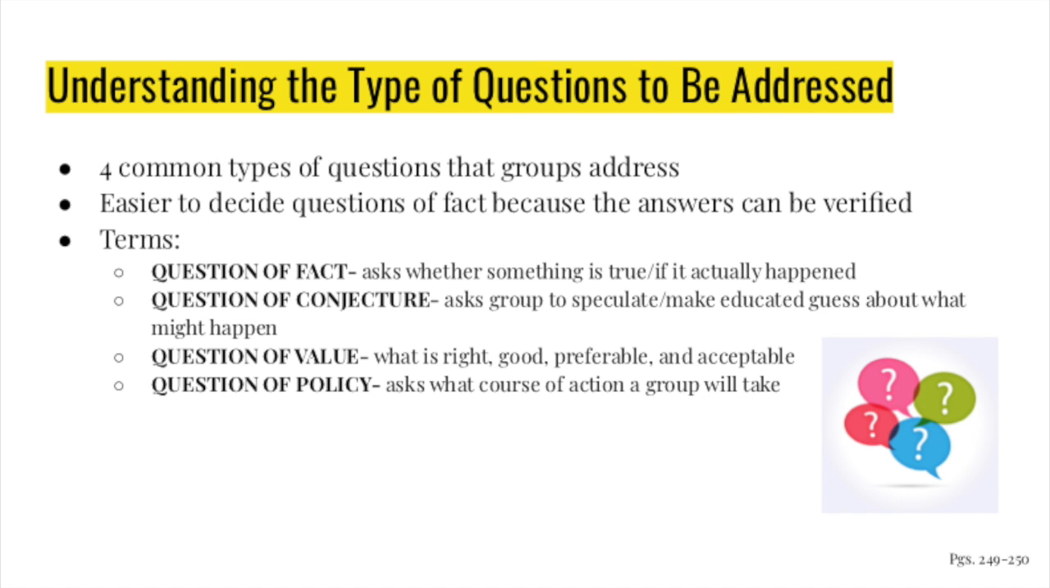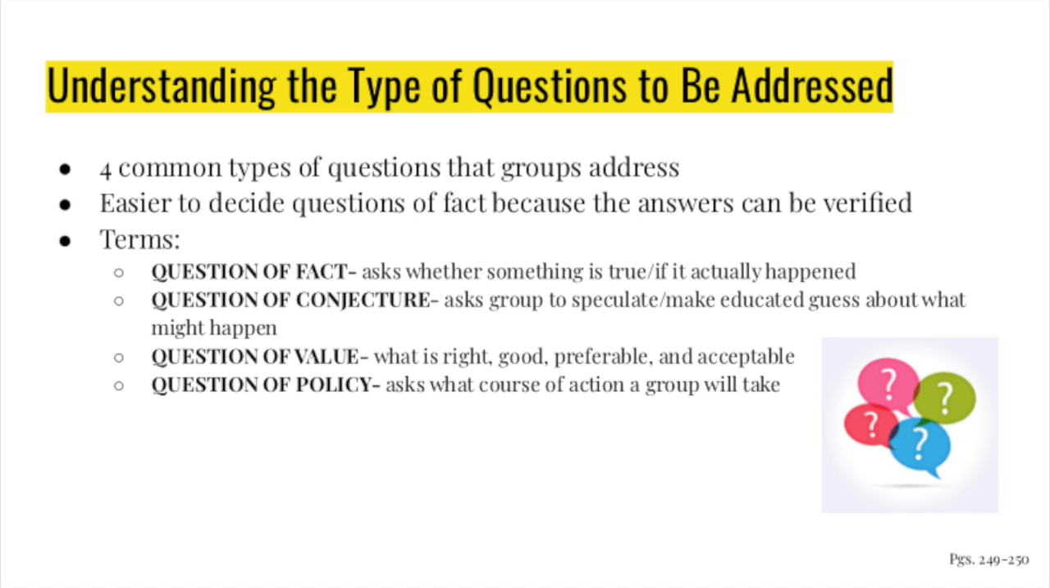Next up is understanding the type of questions to be addressed. There are 4 types of questions that groups address. The 4 terms are question of fact, question of conjecture, question of value, and question of policy. Question of fact asks whether something is true or if it actually happened. It is easiest to decide questions of fact because the answers can be verified.